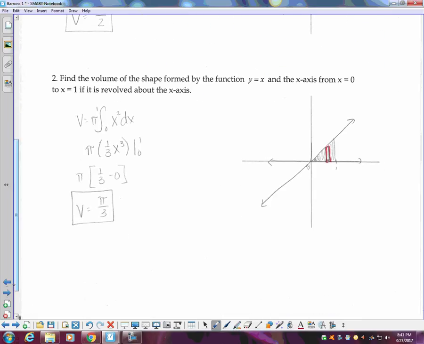So another one down there that's just super straightforward. But you can see when you rotate that on the x-axis that there's not going to be a hole.